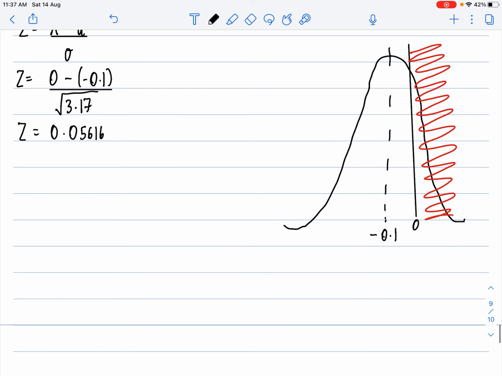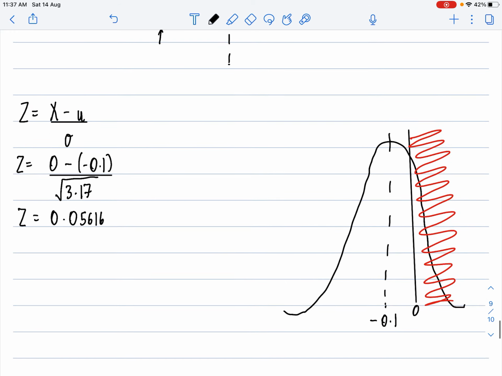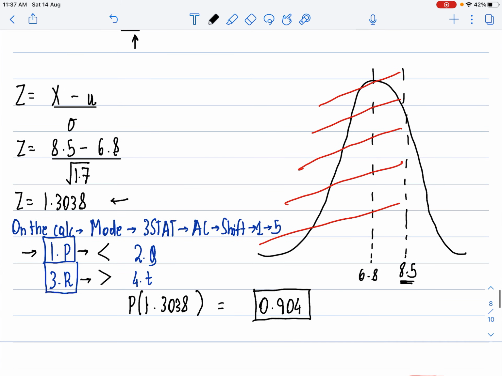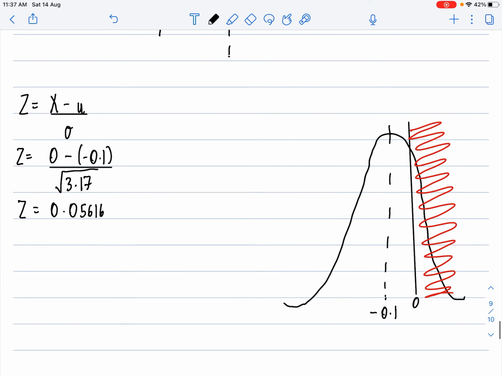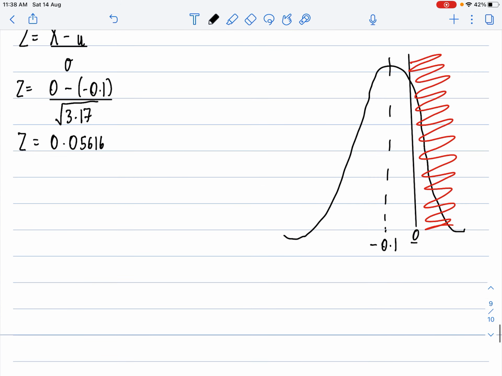Now, because you need more, this is another step I think which I missed here probably. When you need less than, you write this as the phi of the z value. A basic step which you need to know. When you need less than, phi means less than. But in this case, you need more than the z value. More than. So you write 1 minus the phi of 0.05616. Sorry, I missed this on the previous part. This is important to know.